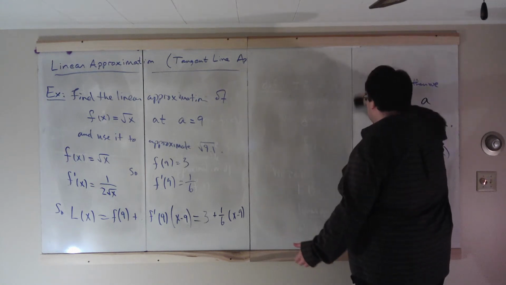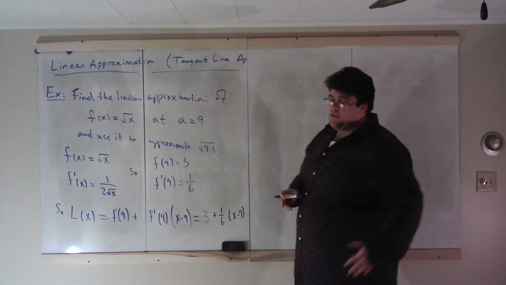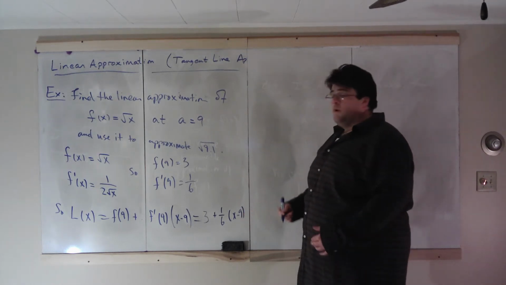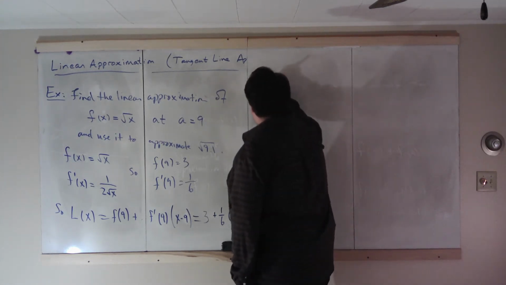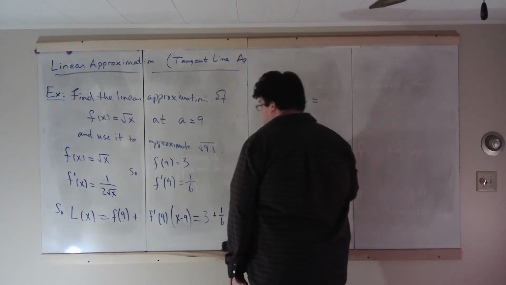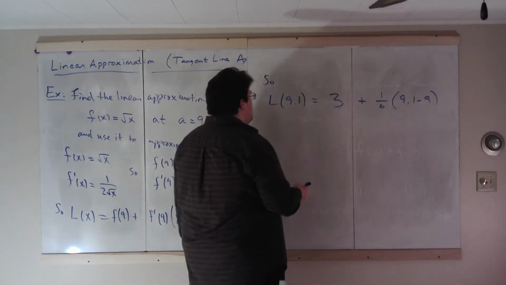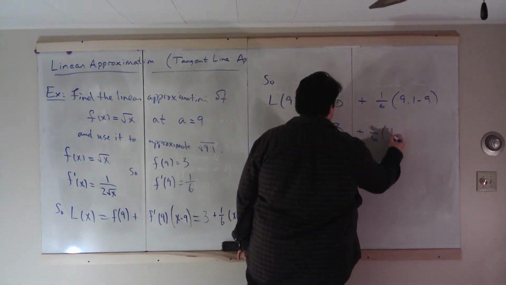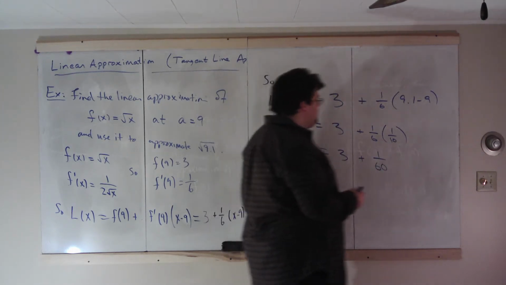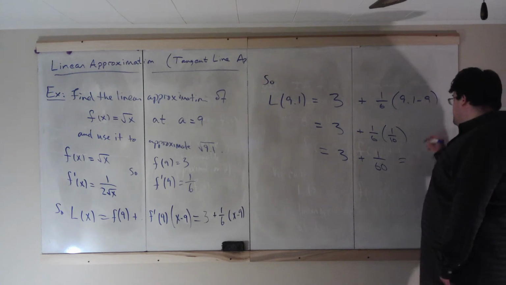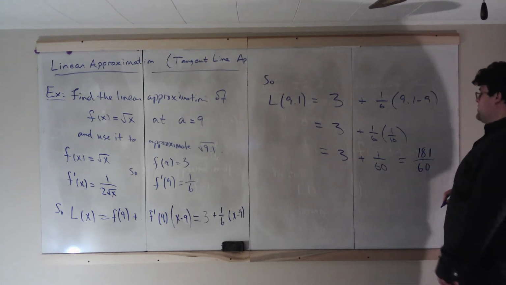But our goal is to use this equation to give us an approximation. And we'll see that leaving it like this is going to make the simplification of the approximation much easier, because we're close to 9. 9.1 is very close to 9, so if we let x equal 9.1, L at 9.1 equals what? 3 plus a sixth times 9.1 minus 9. It's 3 plus a sixth times a tenth, which is 3 plus a 60th. 3 is 180 60ths, so writing it as one fraction isn't too much of a chore.